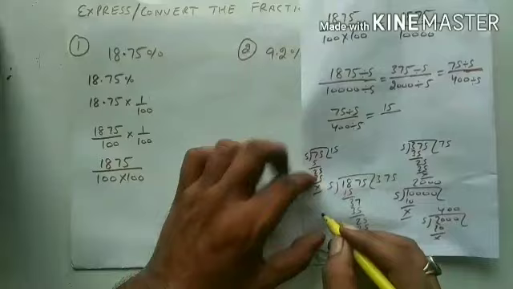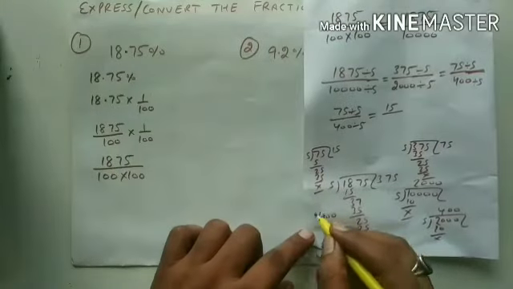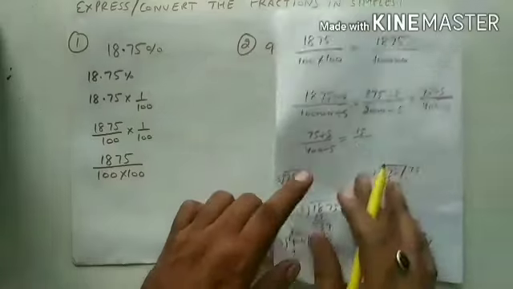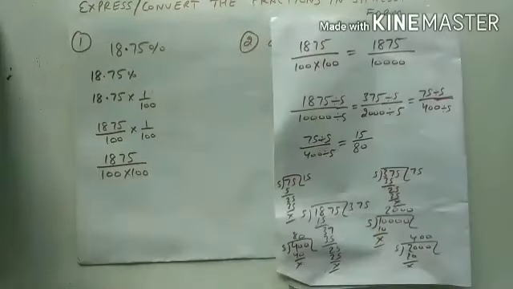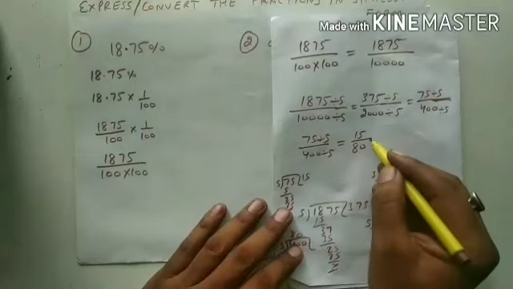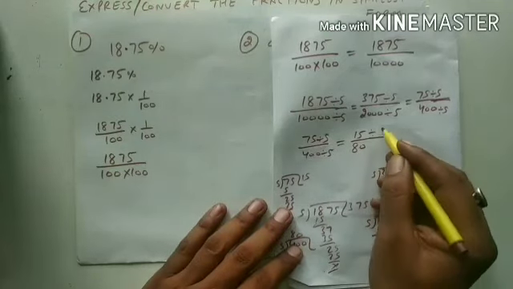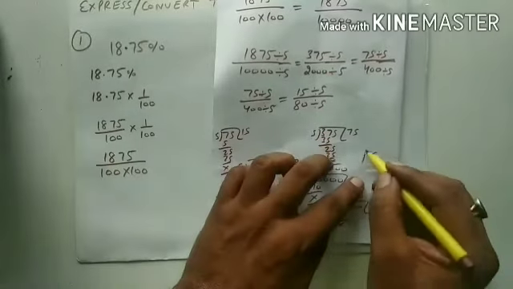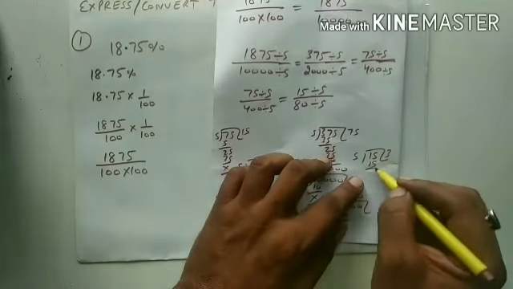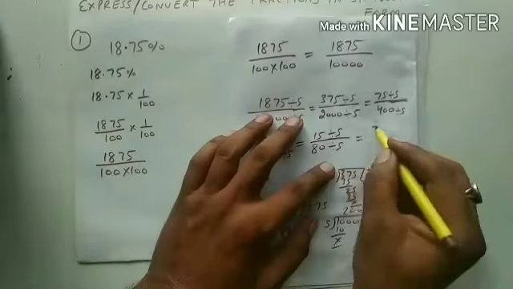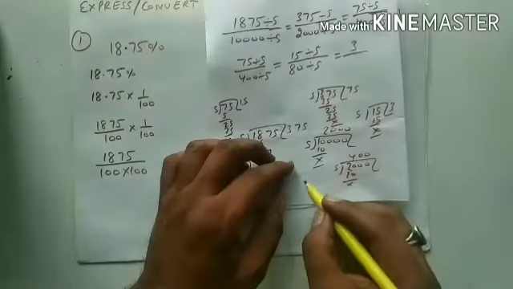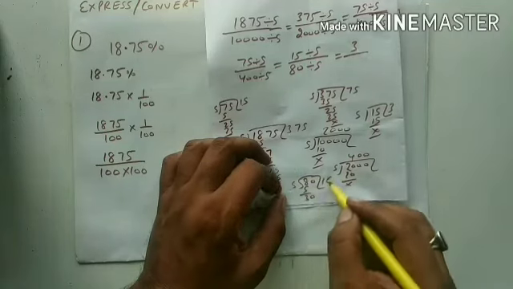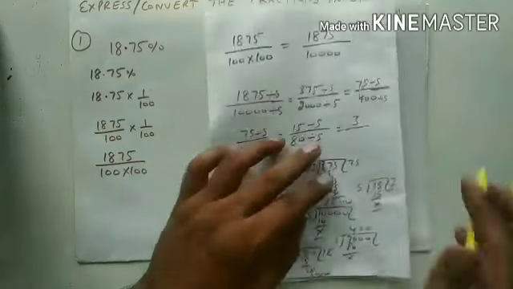And when you divide 400 by 5, the answer is 80. Now you can see 15 by 80. Again 15 and 80 both are divisible by 5. So I divide by 5. When I divide 15 by 5, the answer is 3. And when we divide 80 by 5, 5 6s are 30, the answer is 16.